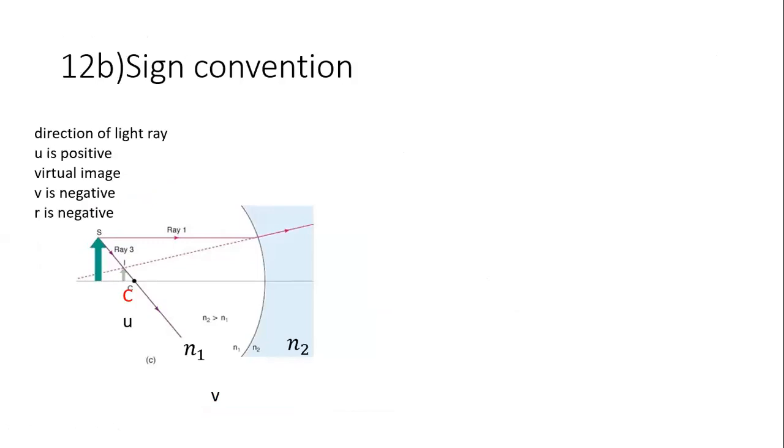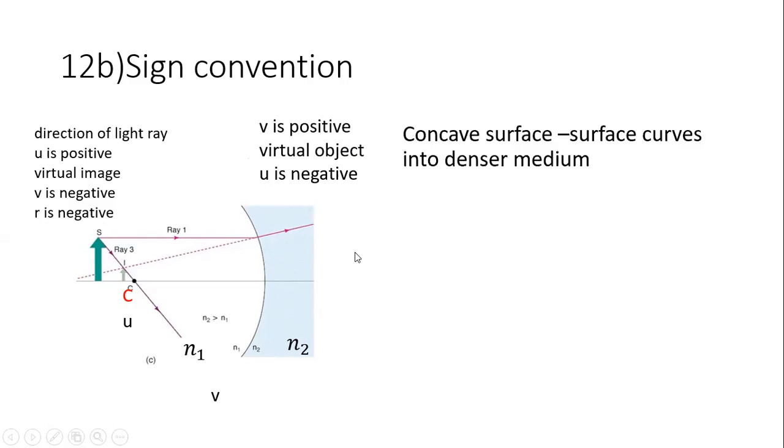Sign convention. If you use this surface, that's where your object is. The direction of the ray is coming from the left-hand side. U is positive. And likewise, if it's a virtual image, then V is negative. And since R is on the same side as the object, we call it negative. V is positive when it is on the right-hand side. If U is a virtual object, then it's negative. This is the sign convention that we use.